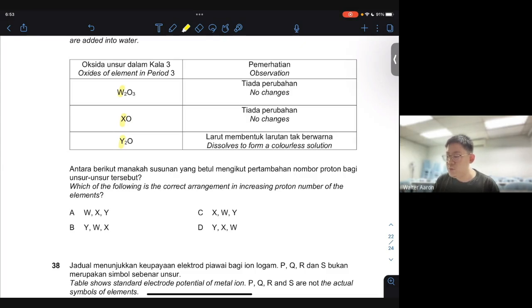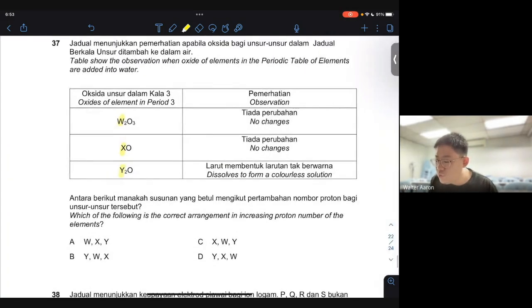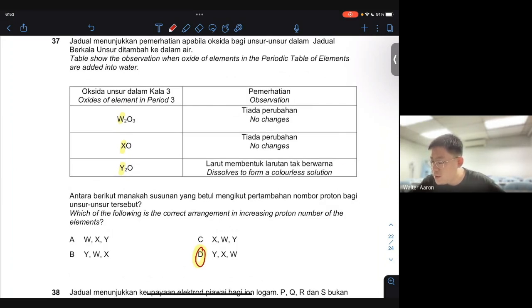So of course, we will notice that across period 3 for the oxides, if you were to react with anything else, supposedly the elements, they will react in terms of their electrons. So going from left to right, the reactivity of the elements will slowly decrease and then increase back again. All right, so you have to know how to arrange the elements correctly in the periodic table. So in this case, the answer for 37 will be technically D, which is Y first, then X, then W. Okay, why? Because Y, you can see here, it dissolves straight away to form colorless solution.